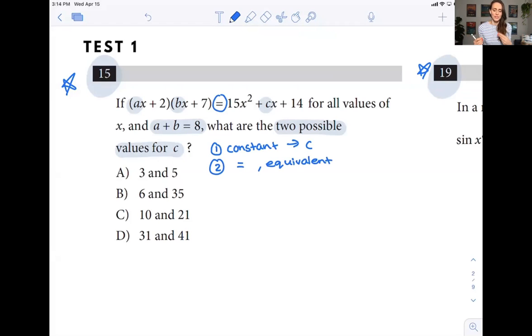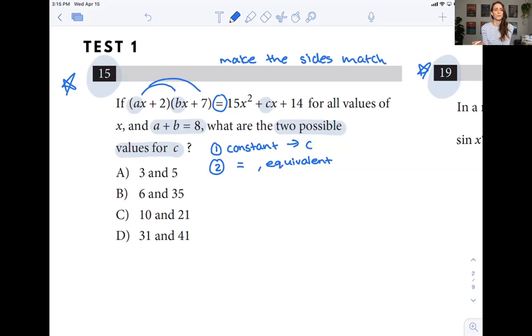So my first step here will be to make the sides match. And you're going to see me do this several times today. This is my little trick to make these kinds of questions just way, way easier. So what I mean by make the sides match is that I'm either going to multiply out the left-hand side of the equation, so I'm going to go ax times bx, ax times 7, or I could factor the right side of the equation.